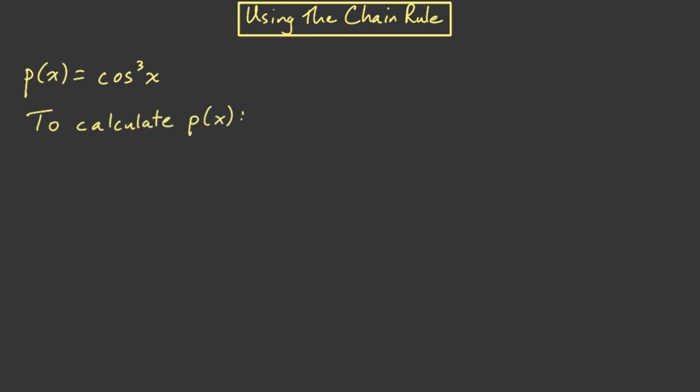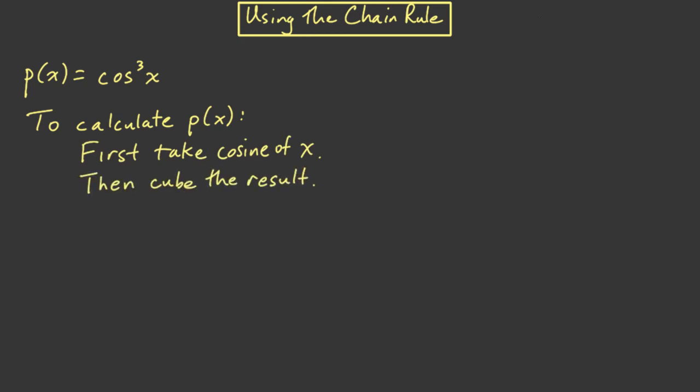If we want p of x, we'd first take the cosine of x and then we cube the result. So the cubing is being applied to the cosine. That tells us that the cubing is the outer function and the cosine is the inner function. Okay, great. Now, if we want to take the derivative of this composition, we need the chain rule.